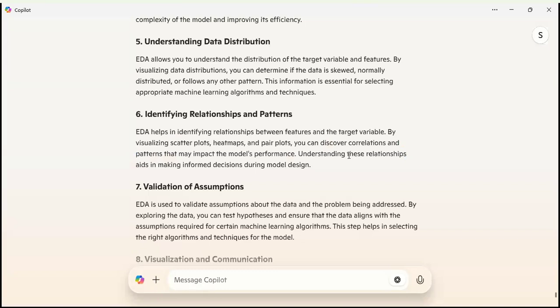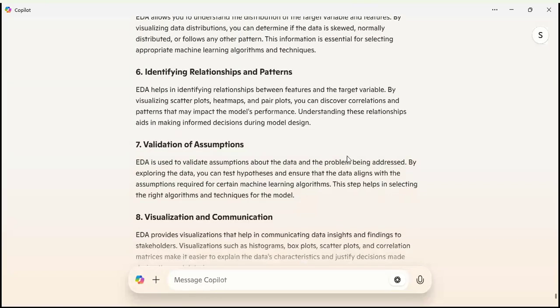Yeah. So this is not a step. It is involved in every step. EDA is basically a process for data analysis purposes. Okay, validation and assumptions. EDA is used to validate assumptions about the data and problem being addressed.